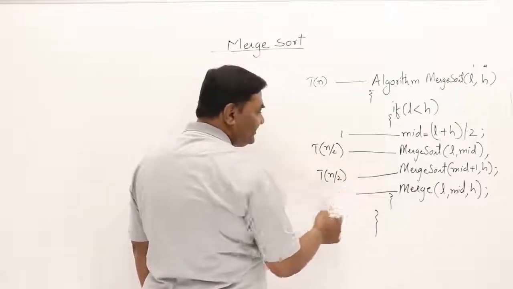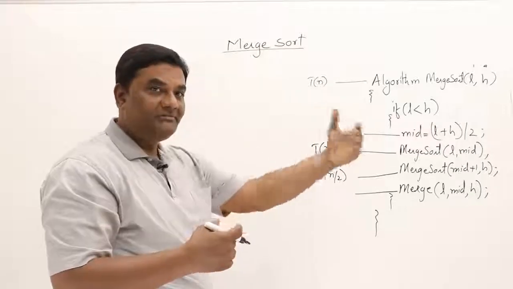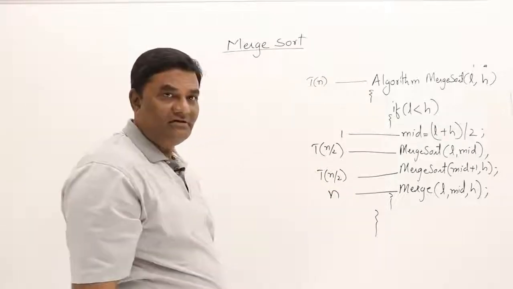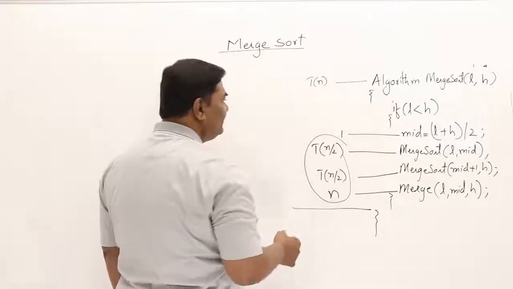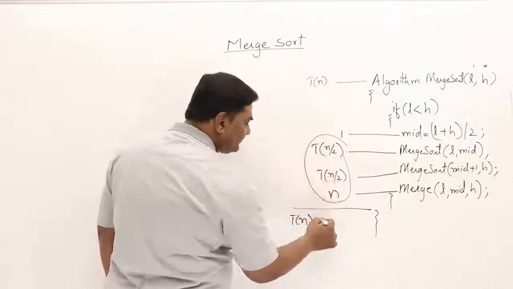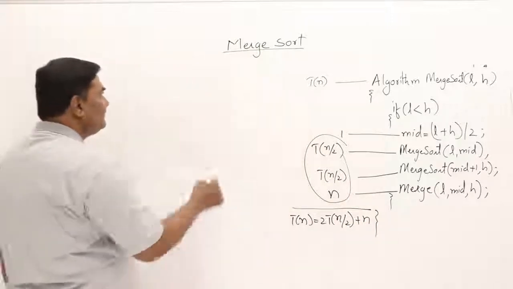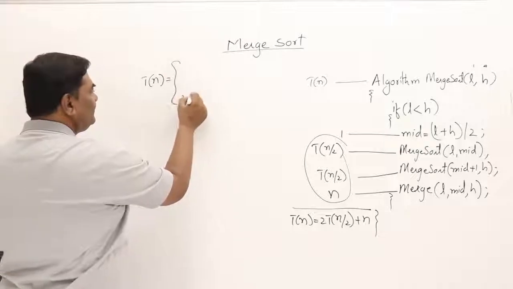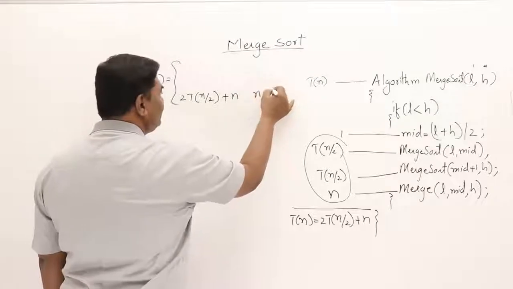Then it is merging from where? Low to high. 2 lists are there, low to mid, mid plus 1 to high, total n elements. So merging takes n. So if I prepare recurrence relation by adding all these, ignore one there. Now T(n) is equal to 2 T(n/2) plus n. So the recurrence relation is T(n) equals 2T(n/2) plus n when n is greater than 1.